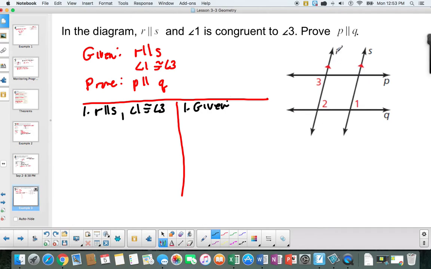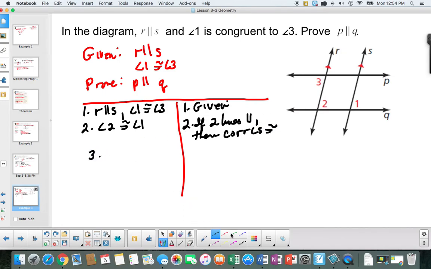Now, I know that these two lines are parallel, and so I know that angle 2 is congruent to angle 1. And that's because if two lines are parallel, then corresponding angles are congruent. Now I see this connection going on between angle 1 and angle 1, so I can say angle 2 is congruent to angle 3, and that's going to be the transitive property of congruence.